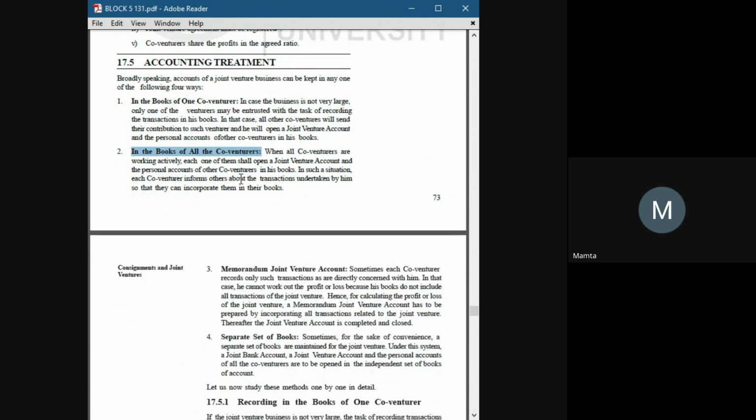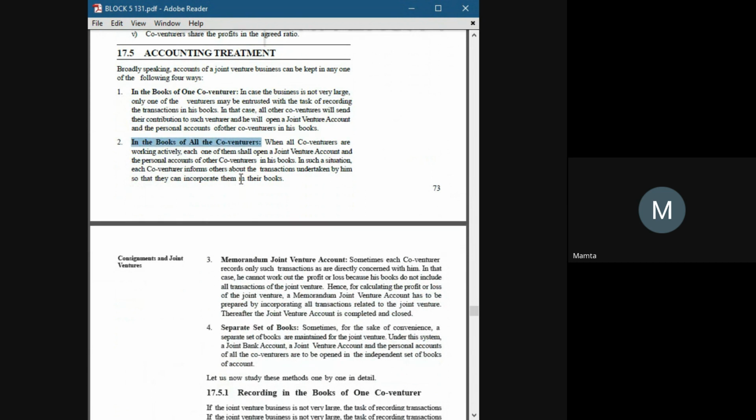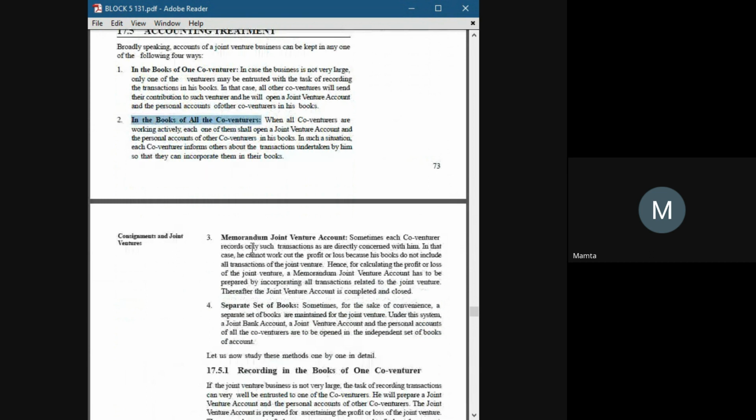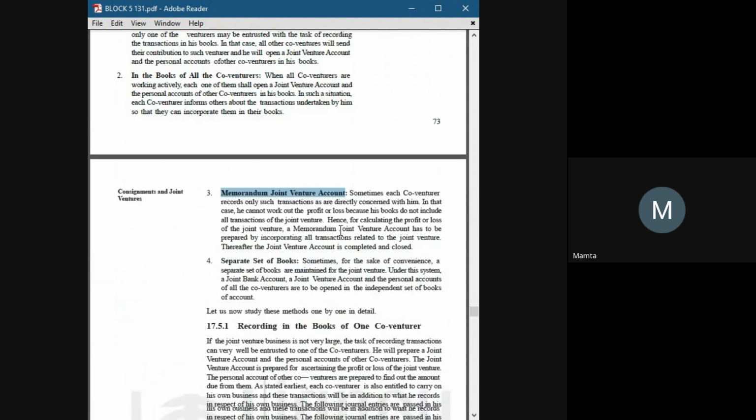Memorandum joint venture account. Sometimes each co-venturer records only transactions directly concerned with him. In that case, he cannot work out the profit or loss because his books do not include all the transactions of the joint venture. Hence, for calculating the profit and loss of the joint venture, a memorandum joint venture account has to be prepared, where all activities related to the profit and loss will be mentioned.